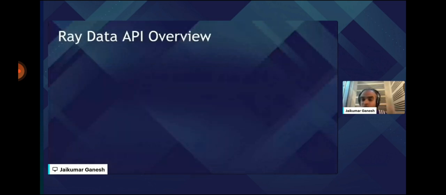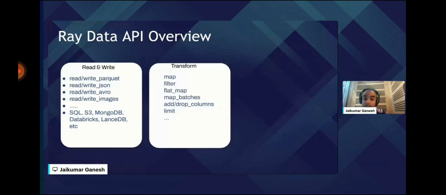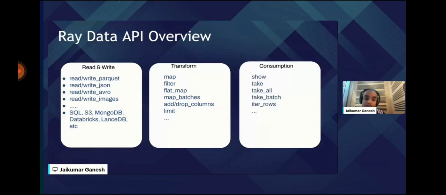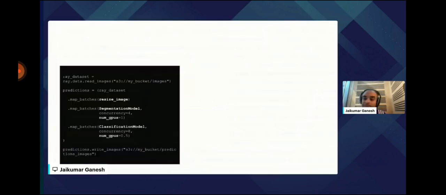Let's take a quick sneak peek into the APIs. You have the read and write APIs for your standard formats, connections with various data repositories. And then you can do transform operations on them, map batches, etc. And then you have the standard consumption APIs to take the data coming out of the transform. You have the aggregation APIs: group by, max, min, standard deviation, etc. All the standard ones. And the biggest delta is you have compute APIs. You can determine number of CPUs, fractional GPUs, how you want to specify the concurrency. This is where the power of Ray actually comes in.